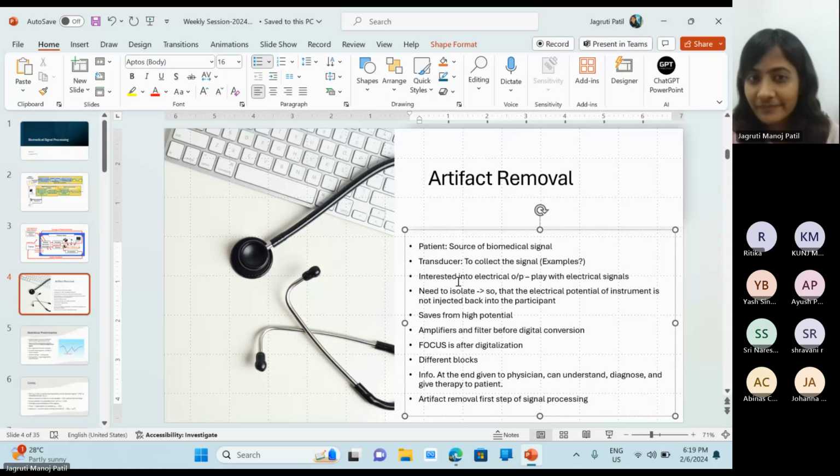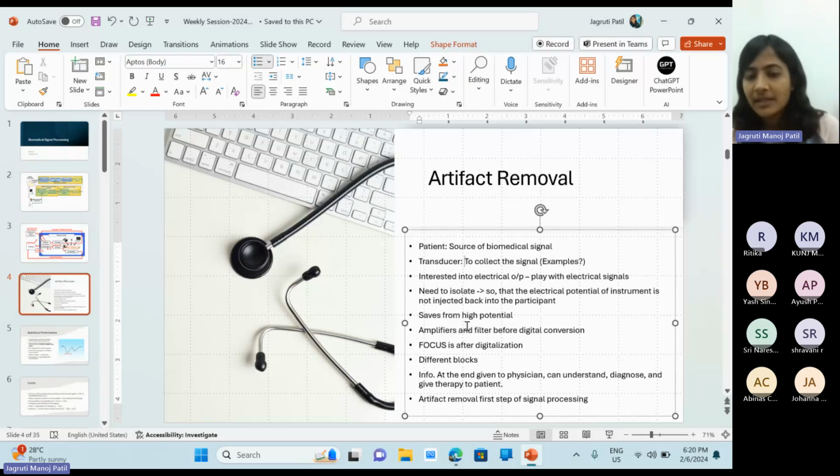LVDT. Yeah. So there are many transducers available which convert from different forms to different forms. There are also different crystals for the same, which are used in medical imaging to take the data or convert the data from one form to another. We may be interested in playing with different types of signals, hence we convert them. But for playing with them, we need to isolate it so that electrical potential is not injected back into the participant. So for that, what we need is proper grounding. It saves the patient from a high potential.